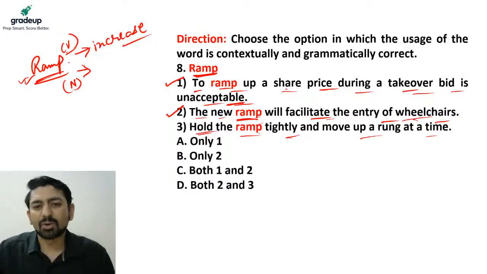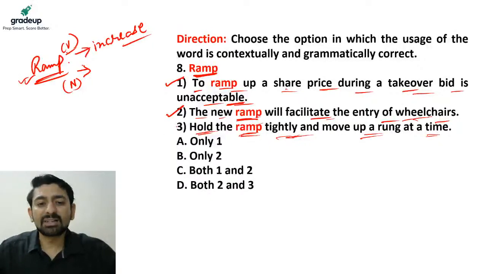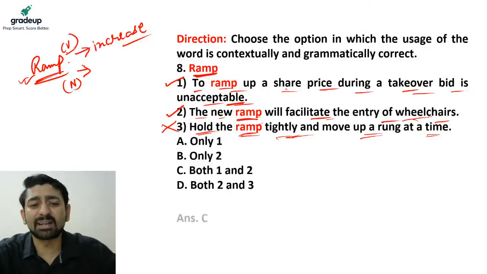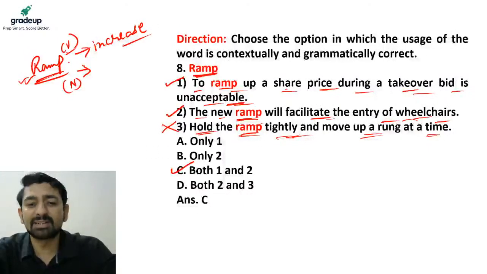The third sentence says, hold the ramp tightly and move up a rung at a time. How would you hold the ramp? A ramp is usually used to go to another level. You cannot hold the ramp tightly and move up. So the third sentence is wrong. It doesn't make sense. So the correct answer should be C, which is both 1 and 2. Whosoever said C, absolutely right.